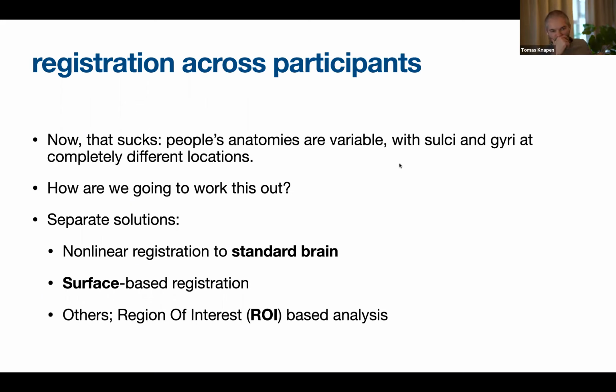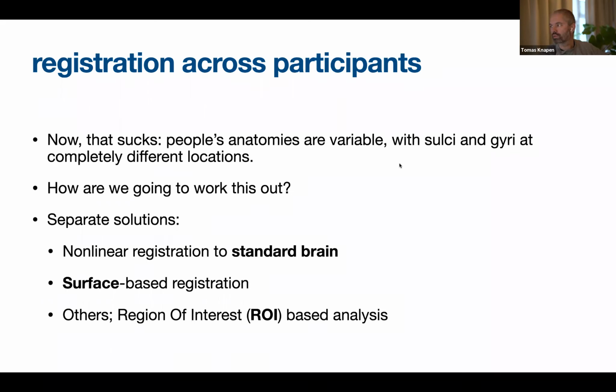So there's a bunch of different ways that people use to combat this, and I want to highlight a few. The first is, what we could do is nonlinear registration to a standard brain, or we could do surface-based registration, where we project the functional data to the surface of the brain that I've highlighted before. We can project our functional results to the surface of the brain and then say, on the surface, subjects are more similar than they are in the volume. And I'll explain these different strategies step by step.